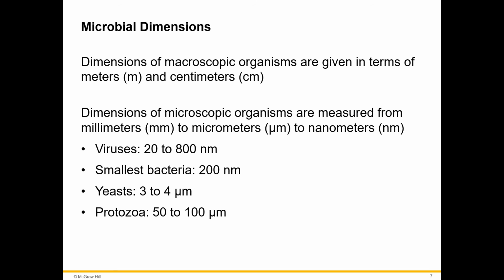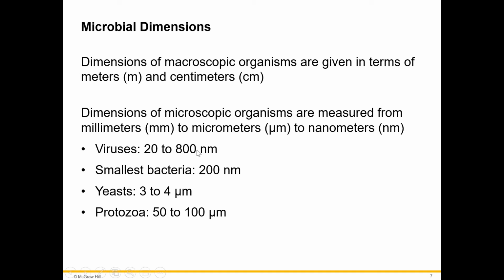So, microbial dimensions. The dimensions of macroscopic organisms are given in terms of meters and centimeters. So the average person is a couple meters tall. Dimensions of microscopic organisms are measured from millimeters to micrometers to nanometers. Viruses are 20 to 800 nanometers. The smallest bacterium is 200 nanometers. Yeasts are typically 3 to 4 micrometers, and protozoa are 50 to 100 micrometers.